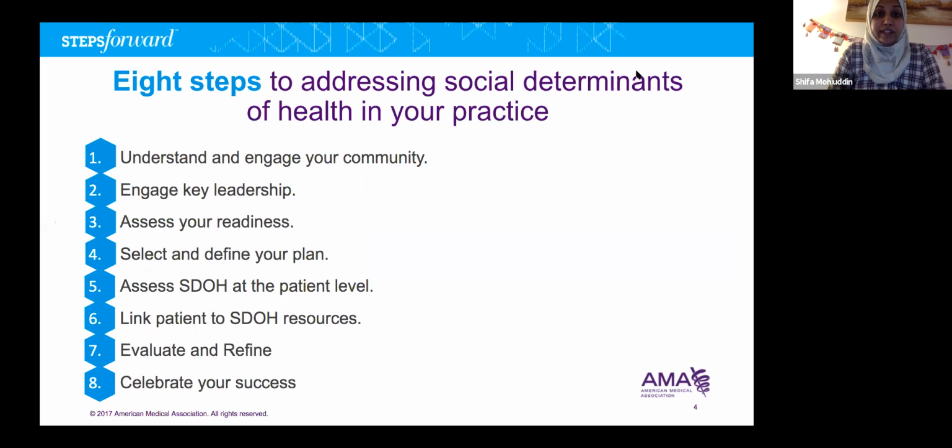So what are the real eight steps, according to the AMA, to address social determinants of health in your particular practice or work group? Understanding and engaging your community is number one.